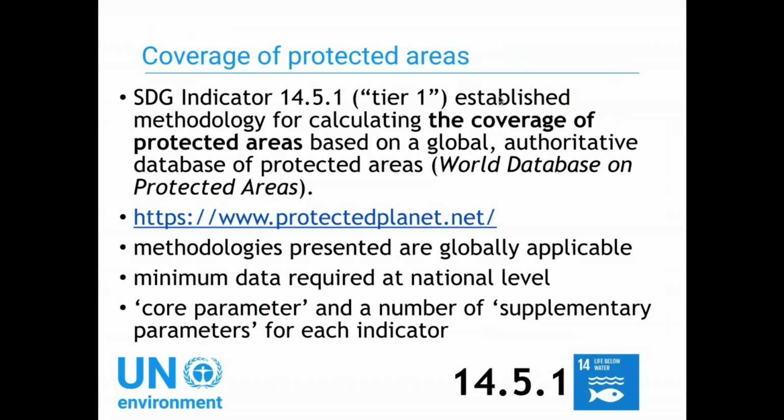Coming now to indicator 14.5.1, which is the third and final indicator for which UN Environment is producing a methodological sheet. In this case, we have a tier 1 indicator, which means an indicator for which we have complete coverage globally, or in other words, we have, or we assume to have, very good, consistent, reliable data, and an established methodology for calculating the coverage of protected areas.